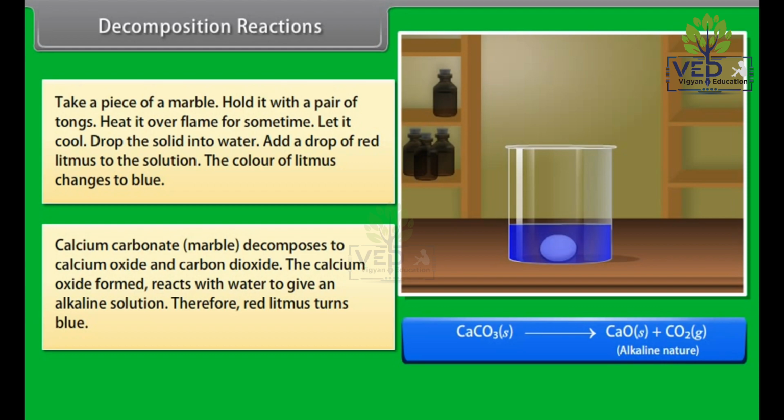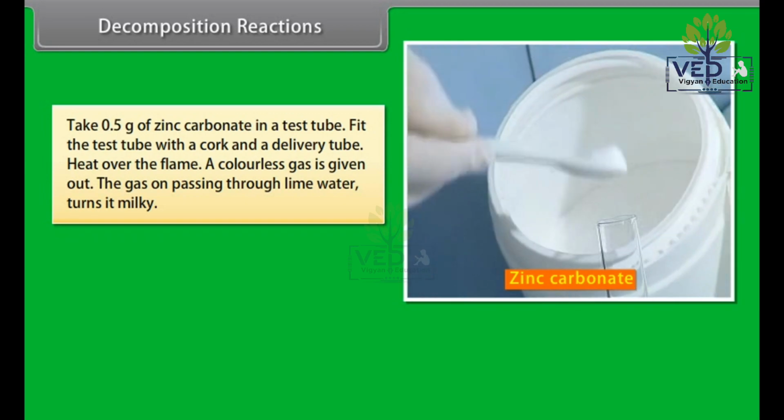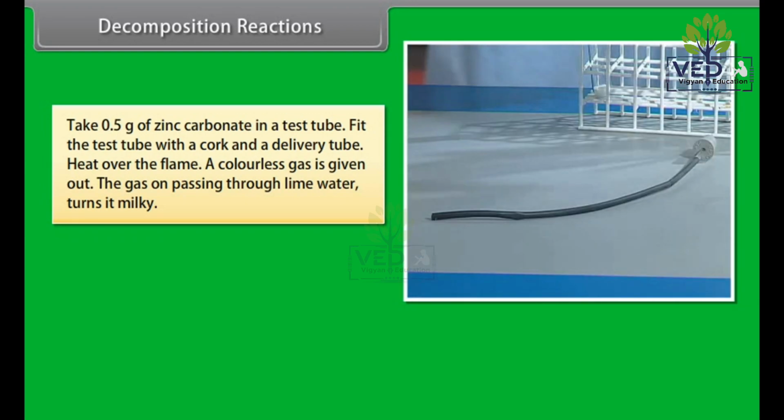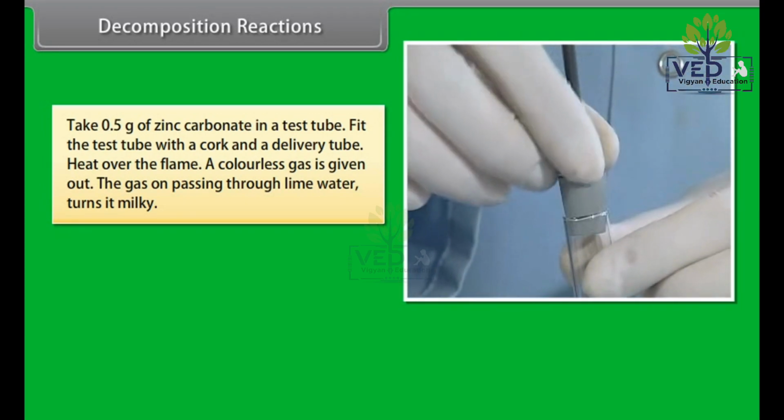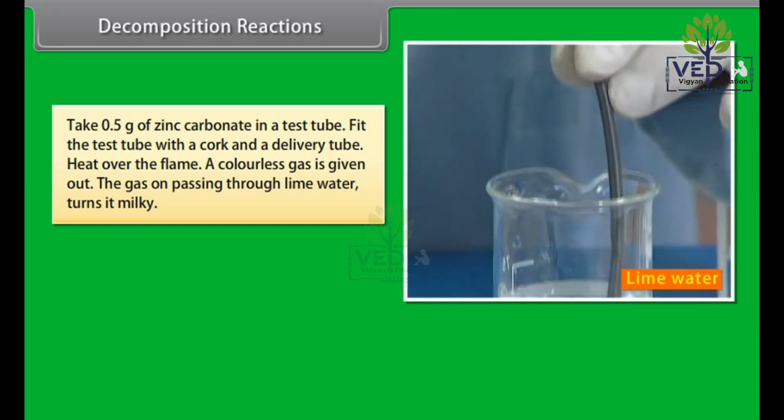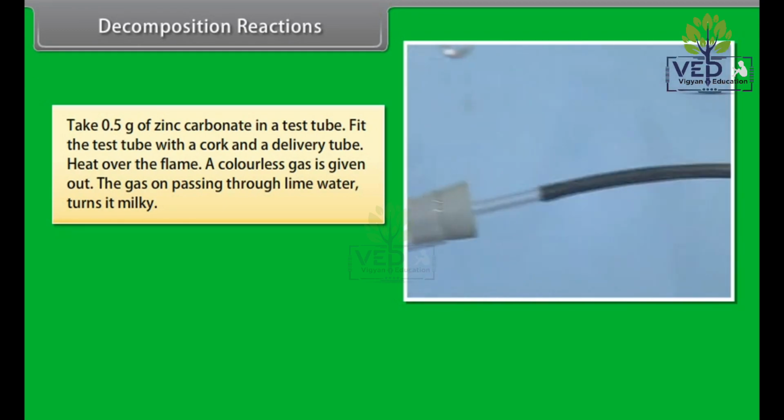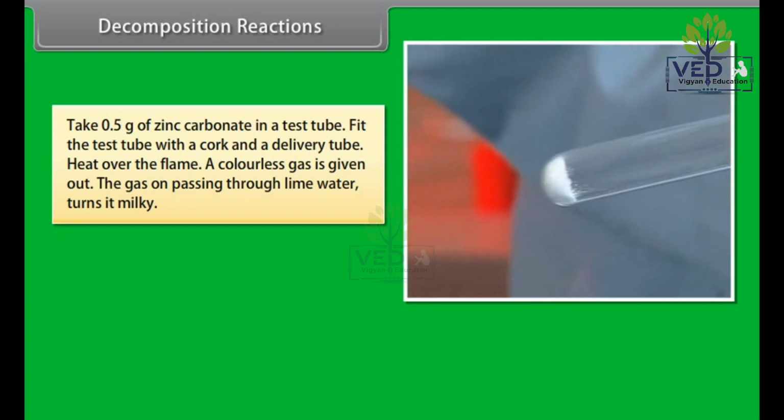Calcium carbonate, marble, decomposes to calcium oxide and carbon dioxide. The calcium oxide formed reacts with water to give an alkaline solution. Therefore, red litmus turns blue. Take 0.5 gram of zinc carbonate in a test tube. Fit the test tube with a cork and a delivery tube. Heat over the flame.